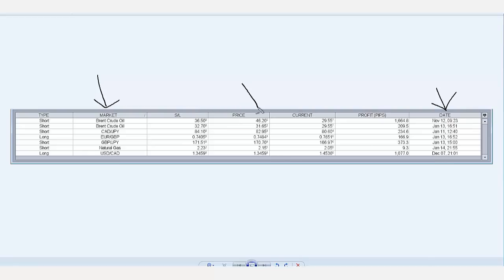These are the prices I entered my trades. I shorted crude oil at $46. I scaled in once more at $31, and so on. And these are my stop losses, because I always trade with a stop loss. I never put on a position without a stop loss. And for those who are interested, what profit or loss I have, this is it.